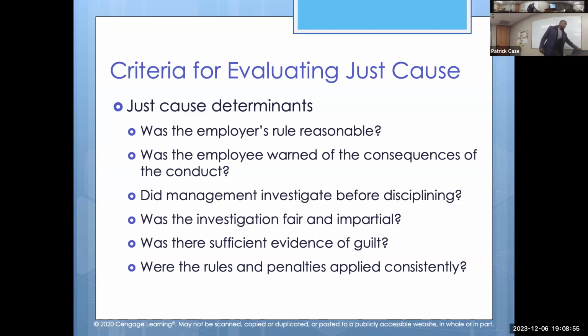Alright, so when we look at just cause, and we're trying to evaluate it from the perspective of a company, trying to create our defense and make sure all our I's are dotted and T's are crossed, the first thing we're gonna look at is, was the employer's rule reasonable? What the company was asking you to do or not do, was that reasonable? Is it gonna pass the reasonable man concept, or theory?